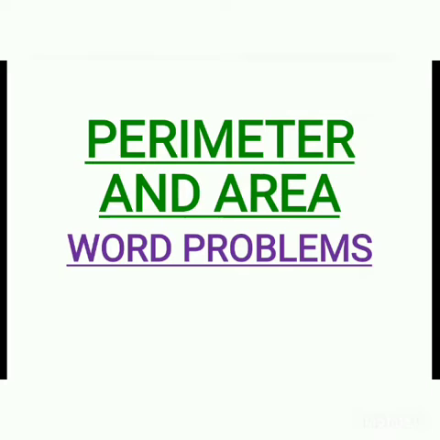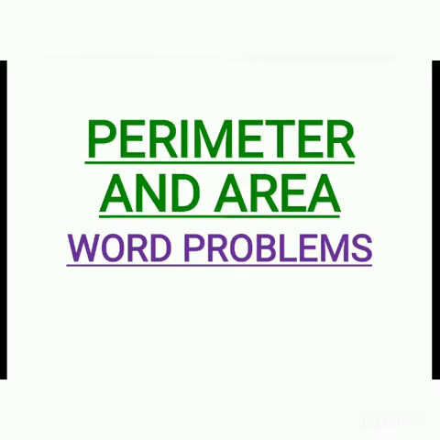Before that, let us review the concept of perimeter and area. What is the perimeter of a rectangle? Yes, perimeter is equal to 2 into (L plus B), and perimeter of a square is equal to 4 into side. Now the area of a rectangle is equal to length into breadth, and the area of a square is equal to side into side. Now using this concept we can solve some word problems.